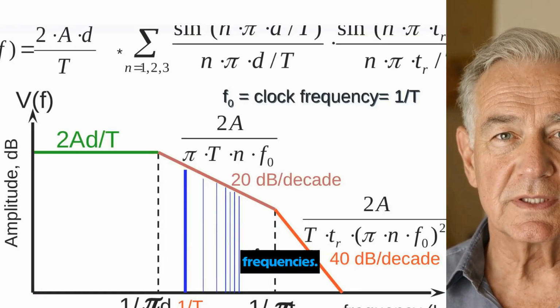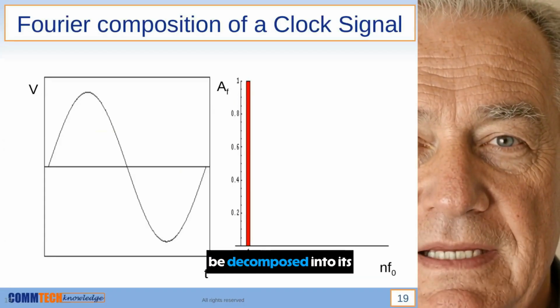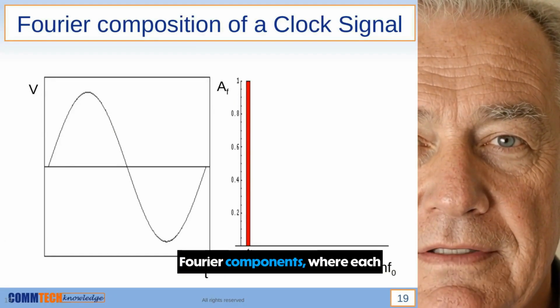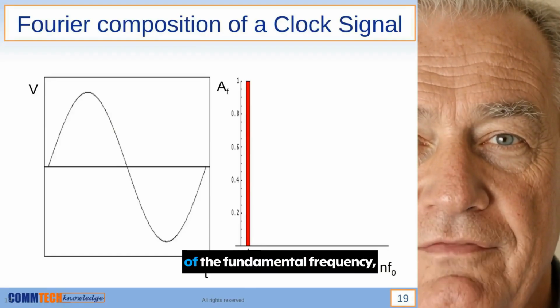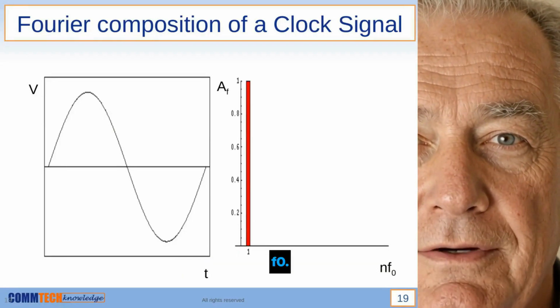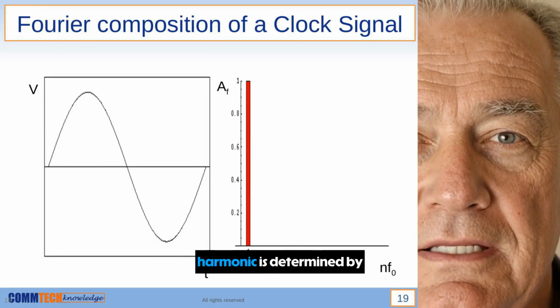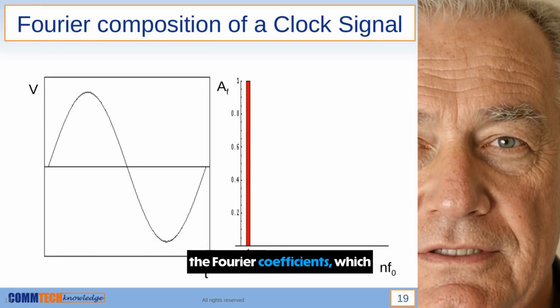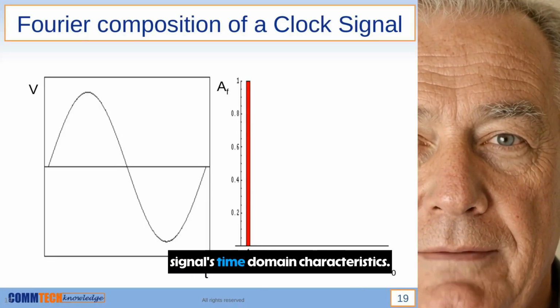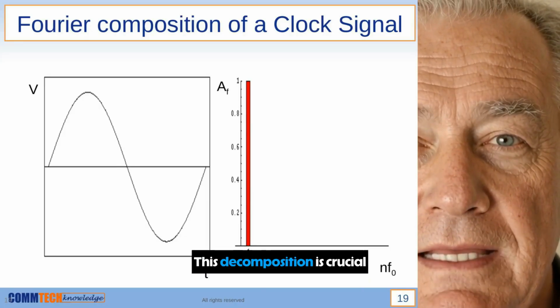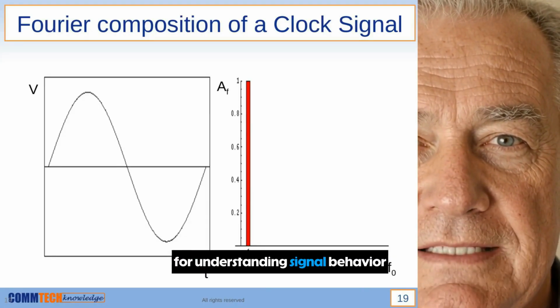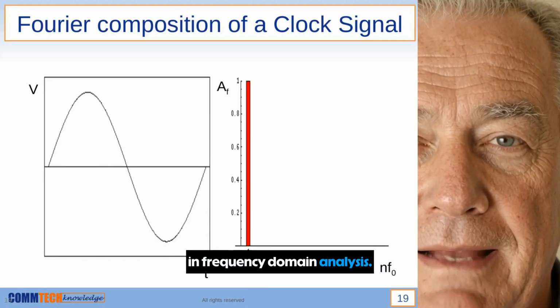of discrete frequencies. A clock signal can be decomposed into its Fourier components, where each harmonic is a multiple of the fundamental frequency, F0. The amplitude of each harmonic is determined by the Fourier coefficients, which are influenced by the signal's time domain characteristics. This decomposition is crucial for understanding signal behavior in frequency domain analysis.